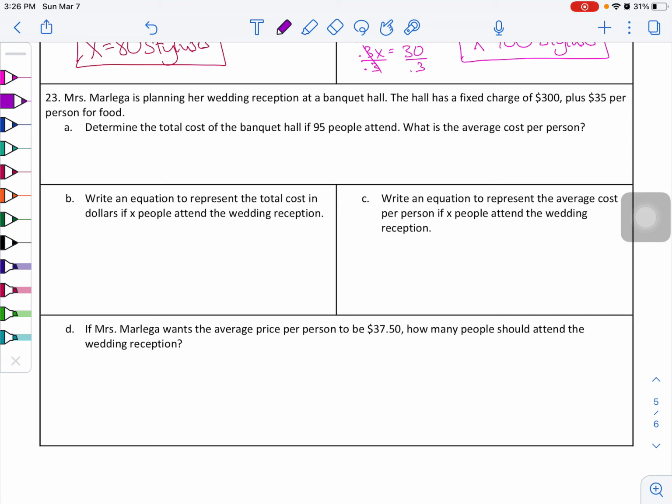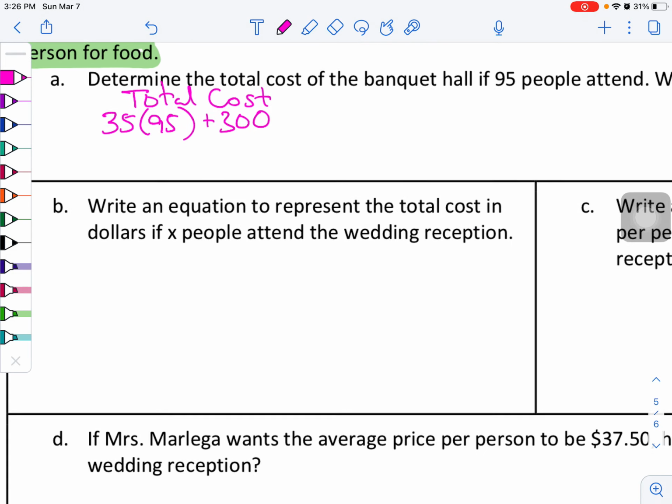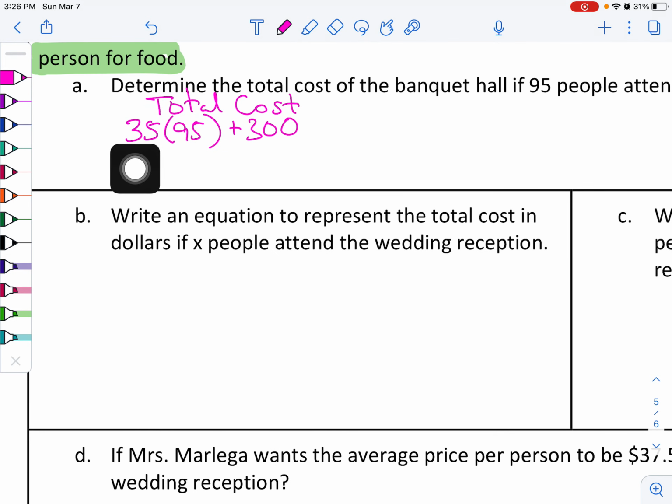All right, so that's all of number 22. Let's go on to the last problem here, number 23. It's still average cost. Miss Marlega is planning her wedding reception at a banquet hall. The hall has a fixed charge of $300 plus $35 per person for food. So determine the total cost if 95 people attend. Well, 95 people, it's $35 per person plus the fixed cost of $300.